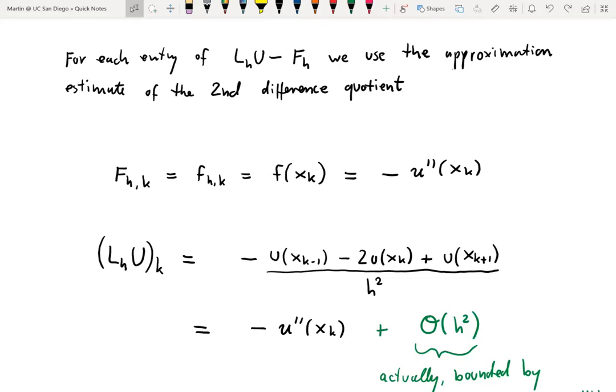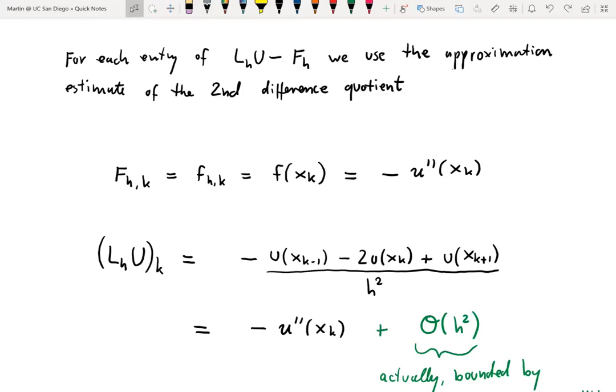Then again, if I take the vector LHU and take a look at the k-th entry, then from the construction it should be clear that this is always the same as negative the quotient U at xk minus 1 minus 2 times U at xk plus U at xk plus 1 divided by h squared, because the entries of the matrix LH are just taken from the formula for the second order difference quotient. And that second order difference quotient is just the same as negative U prime prime xk plus some error term. That error term has order h squared in the step size.